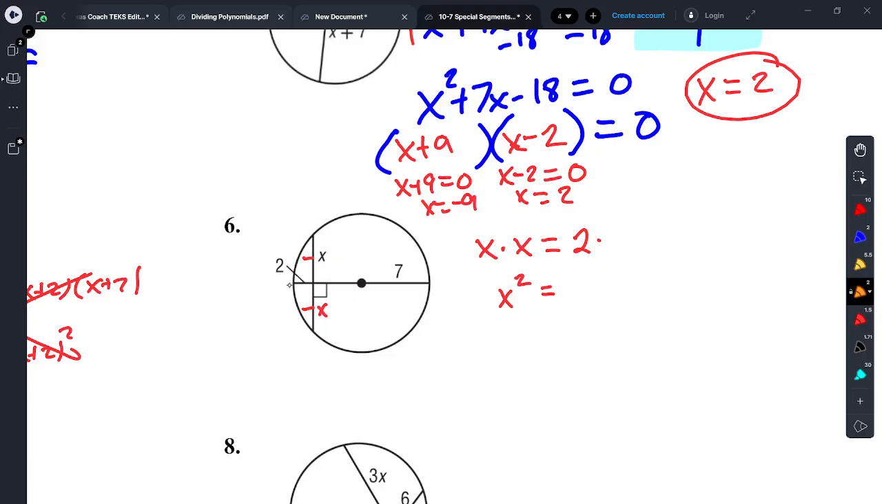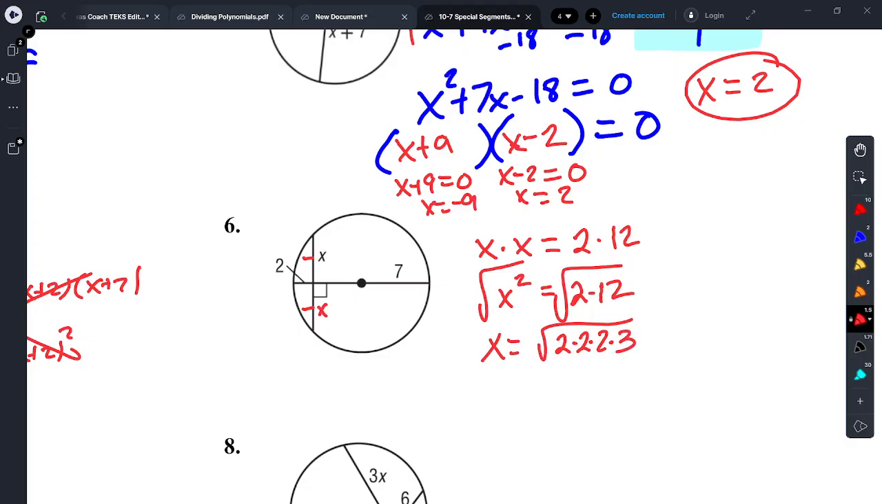We know this whole chord is 14 because it's a diameter. And that piece is 2. So 14 minus 2 is what? So this is 12, right? So this is 2 times, I'm actually going to leave it as 2 times 12. It's better. Square root, we get x is equal to the square root of 2 times 2 times 2 times 3, right? We're simplifying the radical. So that becomes 2 root 6. x is 2 root 6. That hard? And then if they ask, you would round it to the nearest tenth on the test, yeah?